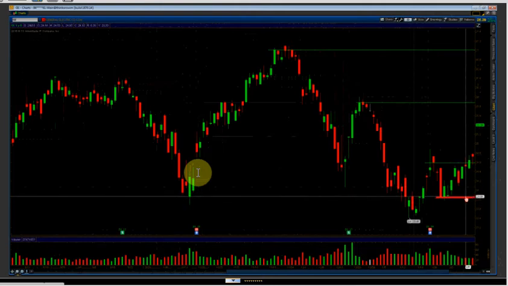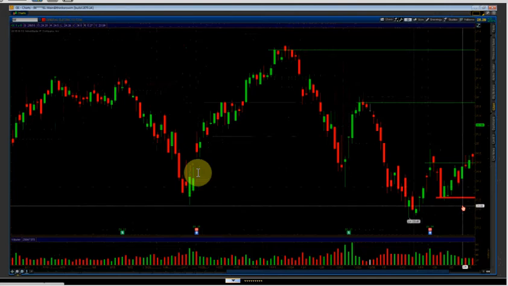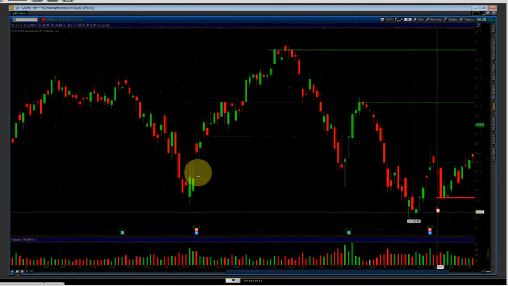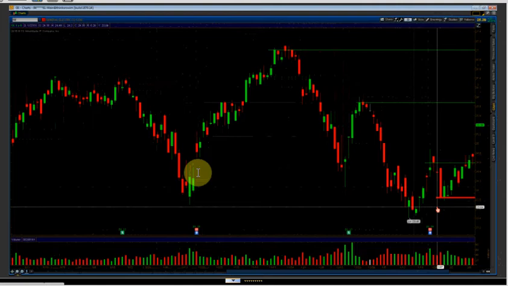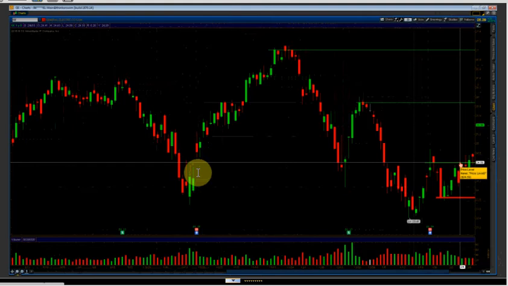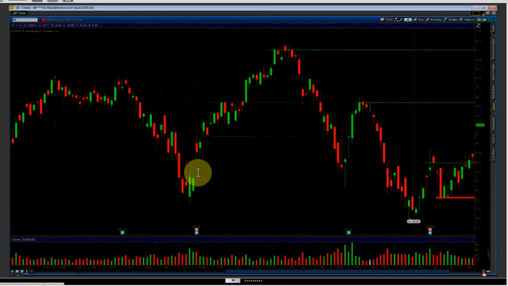Now, if I'm just trading, where would I want to now make my stop? At a close below the swing high. At a close below the swing high.